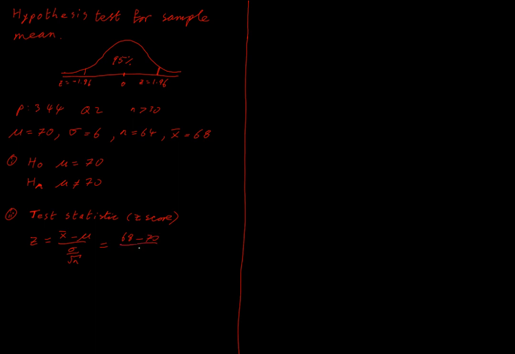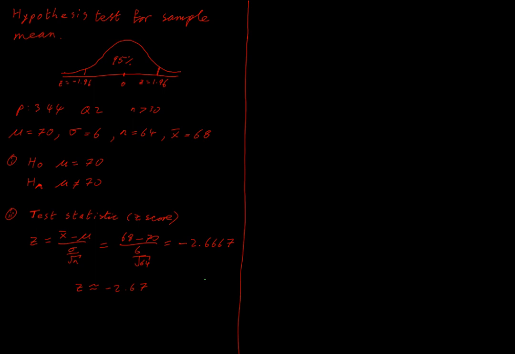70 all over 6 all over square root of, and they give us a nice number this time, they give us 64. When you put all of that into your calculator, you will get minus 2.6667. It's just 6 recurring. So we have a Z-score here, and our Z-scores really only work to 2 decimal places, so I am going to approximate it to minus 2.67.